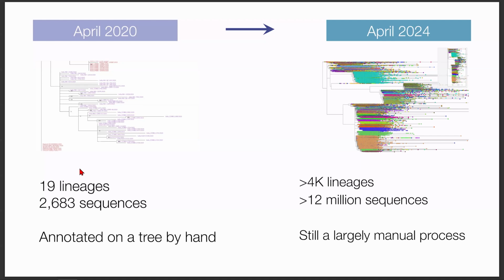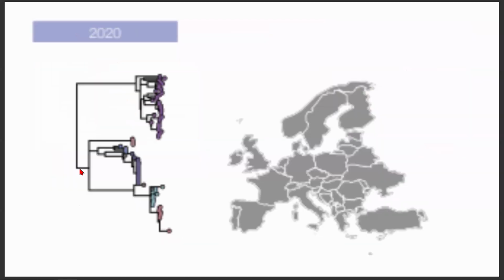What hasn't changed between April 2020 and now is that it is still a largely manual process. It was originally annotated by hand on a tree, and still to this day, it's an individual going in, having a look at a tree and seeing what might be of interest and might need to have a label.